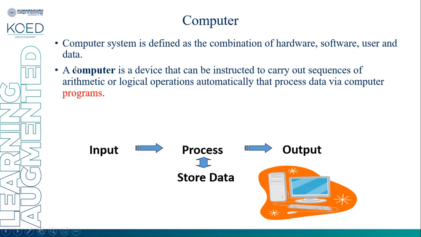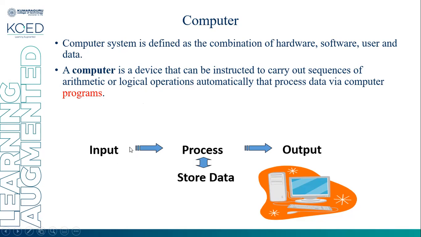A computer is a device that can be instructed to carry out a sequence of arithmetic and logical operations automatically, that processes data via computer programs. So a computer is a device that is instructed through a program to carry out a sequence of arithmetic calculations, addition, subtraction, multiplication, and division, and logical operations, AND, OR, NOT. We are going to discuss these in detail.